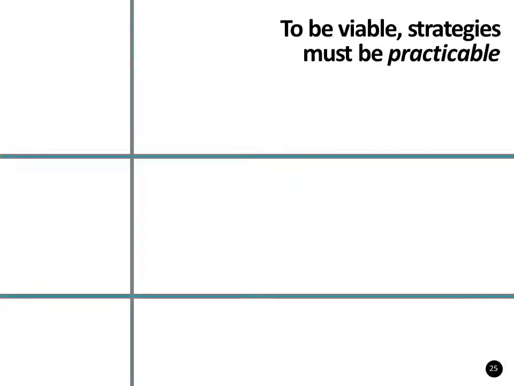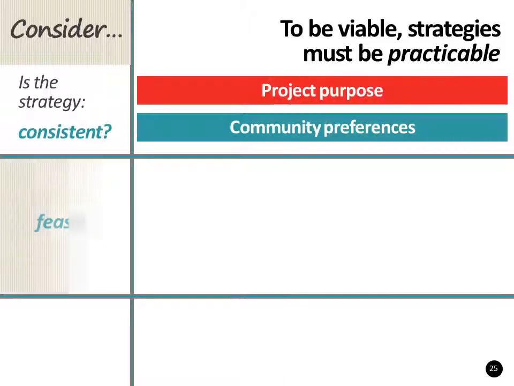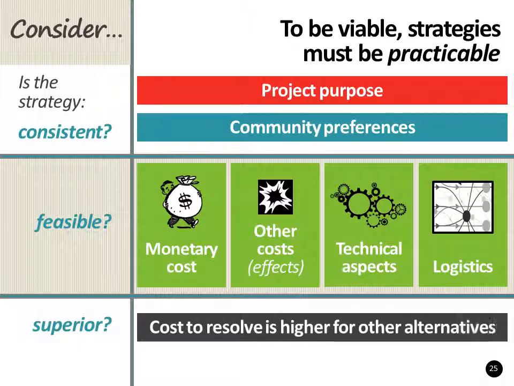And finally, to be viable, strategies must be practicable, that is, available and capable of being done, taking into consideration consistency with the project purpose and community preferences, feasibility in terms of monetary and other cost, technical aspects, and logistics, and superiority relative to cost to resolve the effect for other project alternatives. Involve technical experts from the project team and local agencies, and the community, prior to recommending final solutions. These considerations are most applicable to the project development phase when solutions become more detailed and commitments are made.